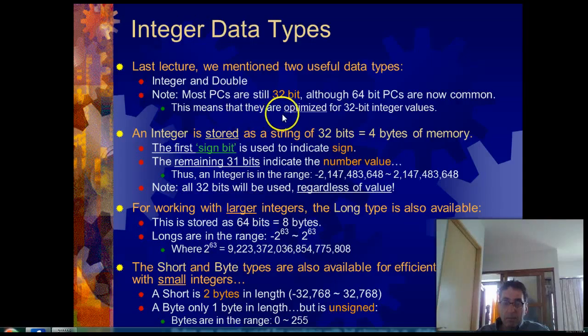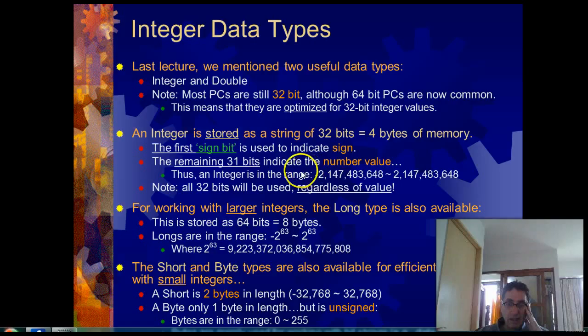This means that they are optimized for 32-bit integer values. An integer is stored as a string of 32 bits. Again, I'm not sure I call it a string. I call it a sequence of 32 bits, just because string makes us think that it's a character string. But anyway, a sequence of 32 bits, which is 4 bytes of memory. Now, the way they do this is the first bit is used to indicate the sign.